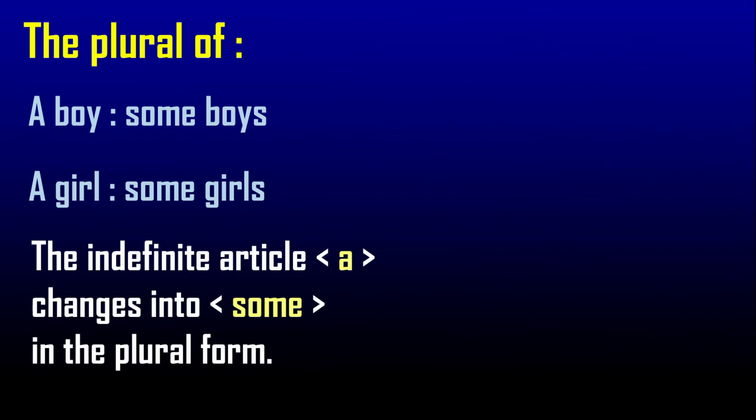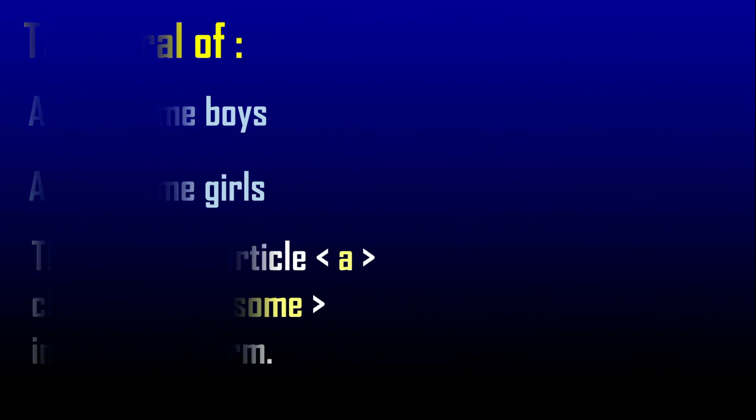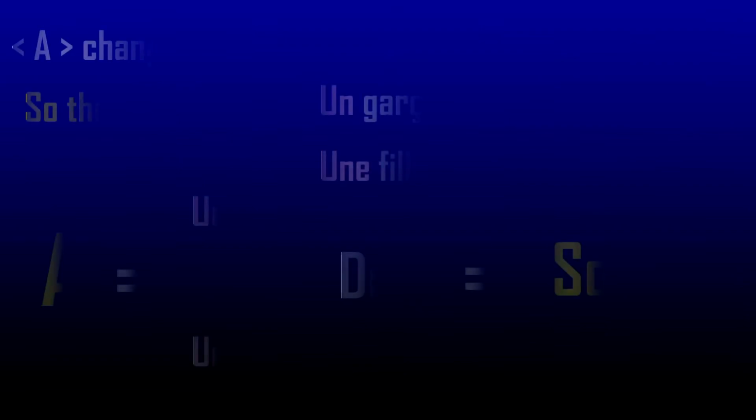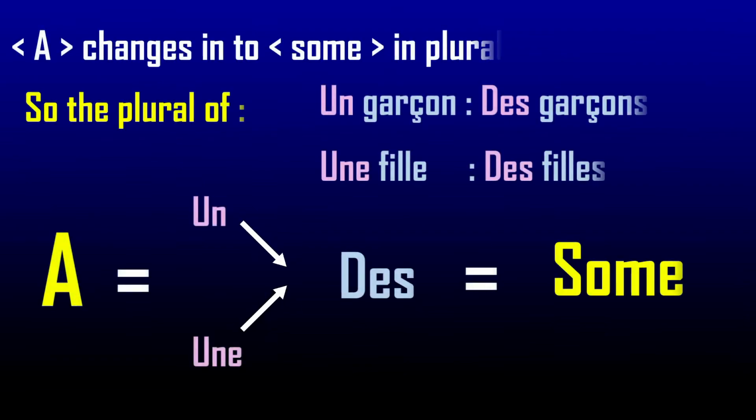Fine. What's the plural of a boy? Some boys. A girl? Some girls. So, the indefinite article a changes into some in the plural form. Understood? The indefinite articles un and une change into des in French.